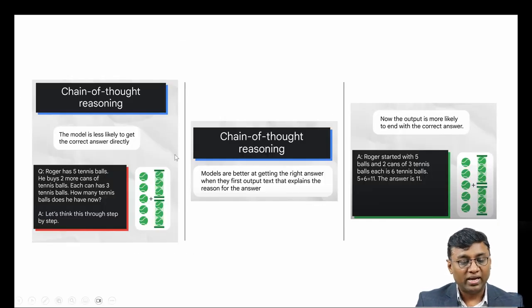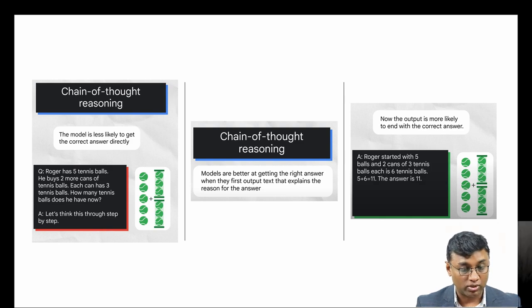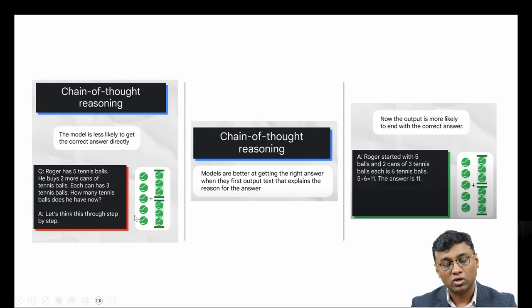We also have chain of thought reasoning. The model is less likely to get the correct answer directly, so it has to go on a chain instead of just one solid question. A question is something like this: Roger has 5 tennis balls, he buys 2 more, etc. The answer could be, "Let's think this through step by step." So that's the chain of thought reasoning.